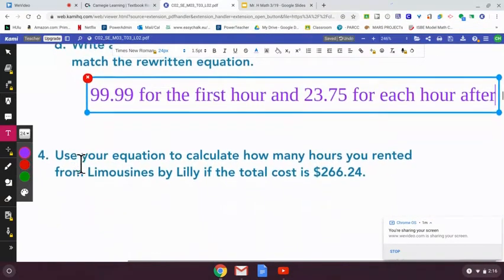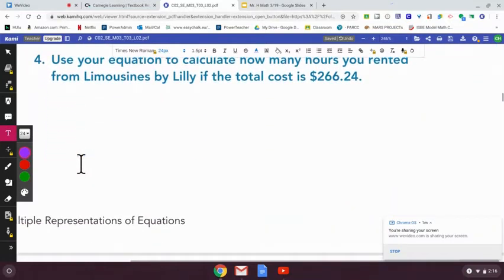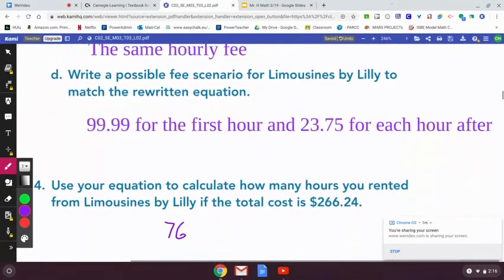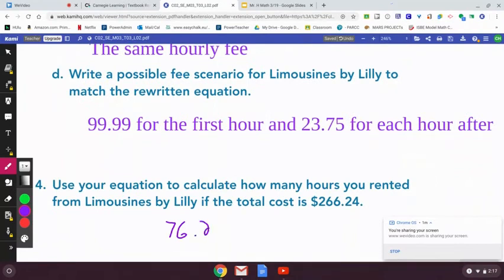And then for this last one, we're going to go back to that. Let's use our second equation because I think that one's a little bit easier. 76.24 plus 23.75H equals the total cost of 266.24.